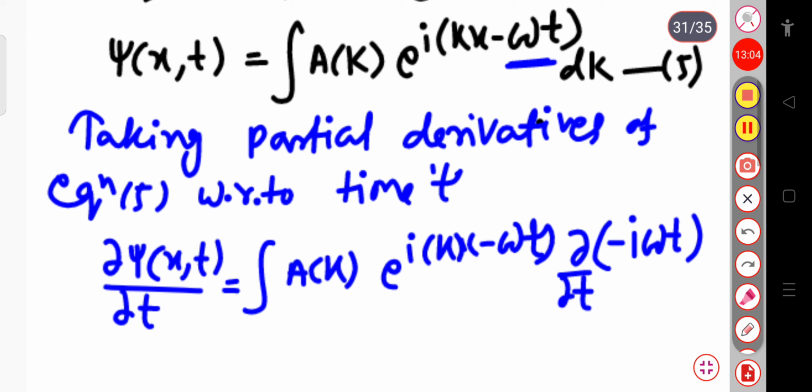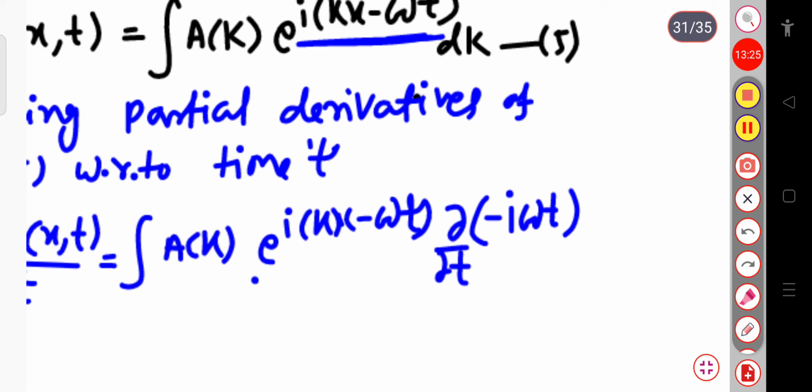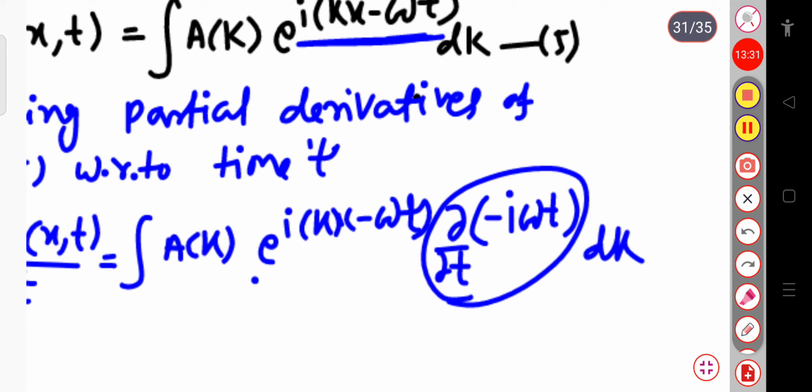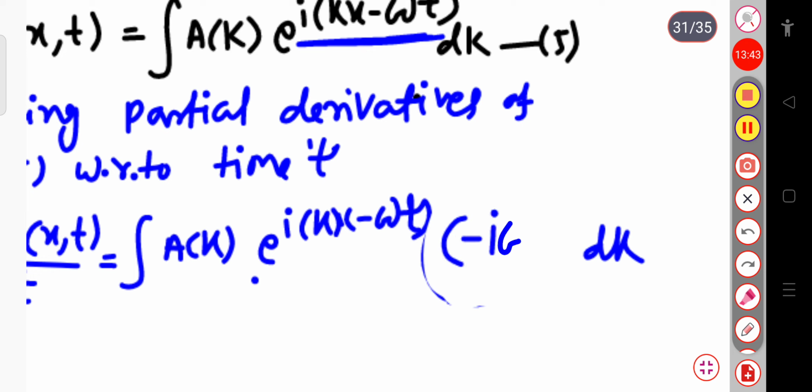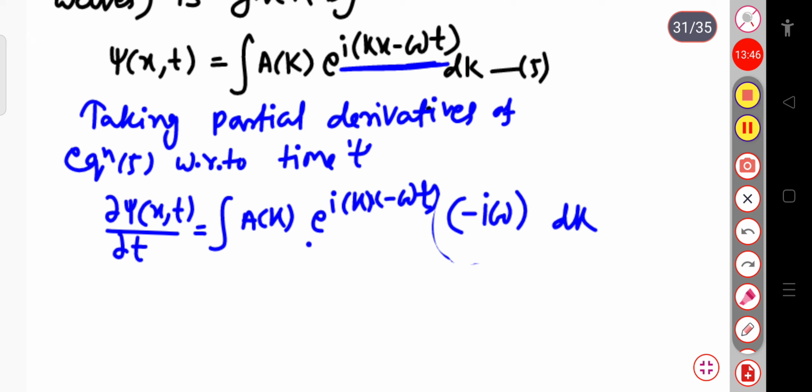First of all, you have to take the total derivative, that is the first derivative of the exponential. This will be exponential of i(kx minus ωt), and again the derivative of i(kx minus ωt): for the ikx term this goes to 0, but for the minus iωt term we have to take the derivative, into the term itself. Now the derivative of ∂/∂t of minus iωt will be minus iω. So in this place I will write only minus iω.